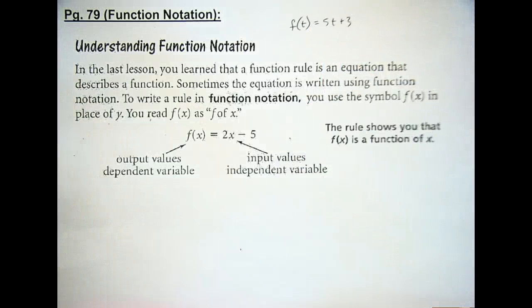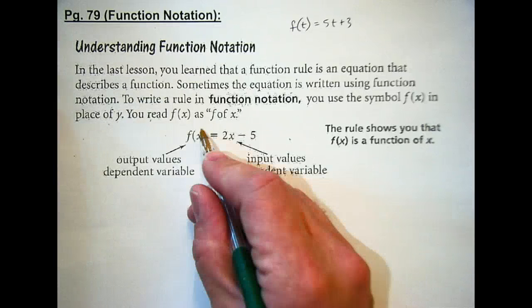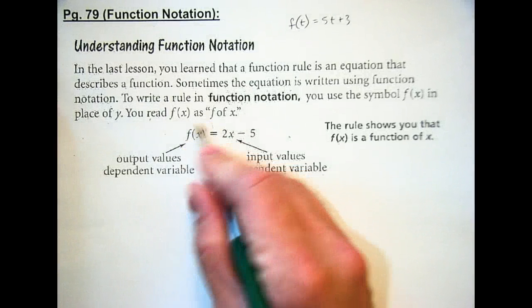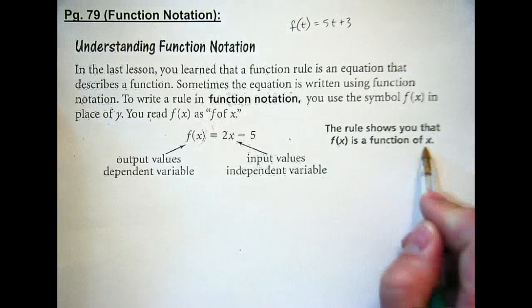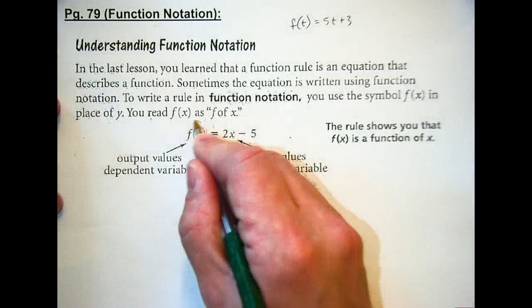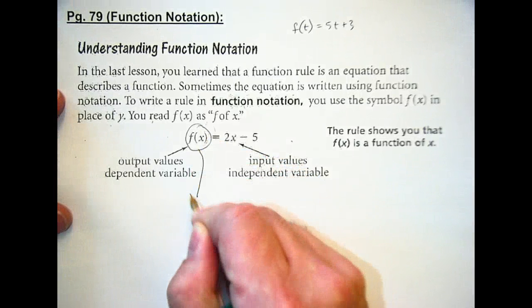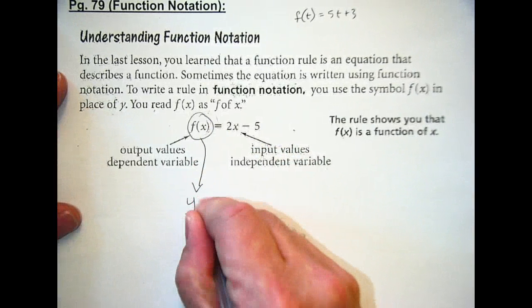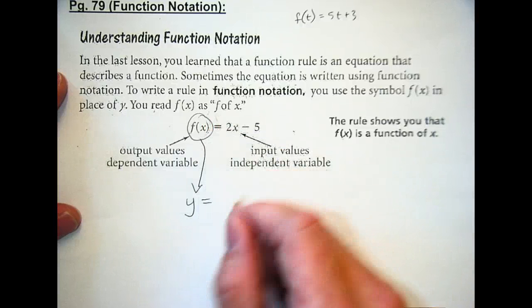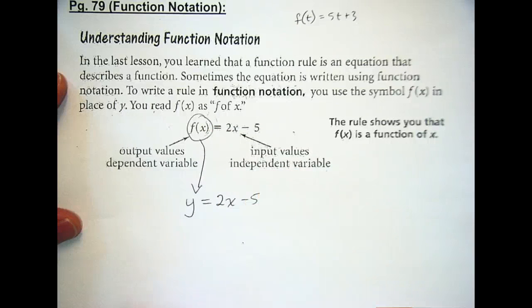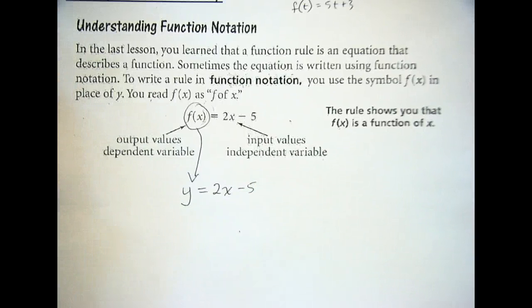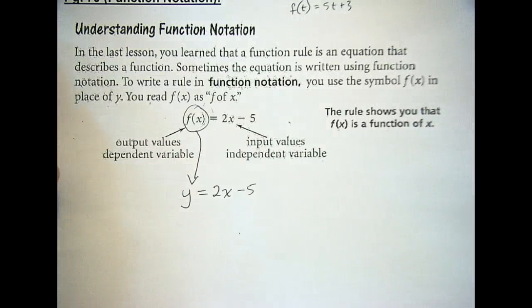Now, they look pretty easy, and when we go through the explanation they seem pretty easy, but students really get confused with this part of it sometimes. So I want to make sure we're clear on what that does. This rule shows that f of x is a function of x. Another way to think of f of x is really the same thing as y. So when I say f of x equals 2x minus 5, I'm really also saying y equals 2x minus 5. They mean the same thing.